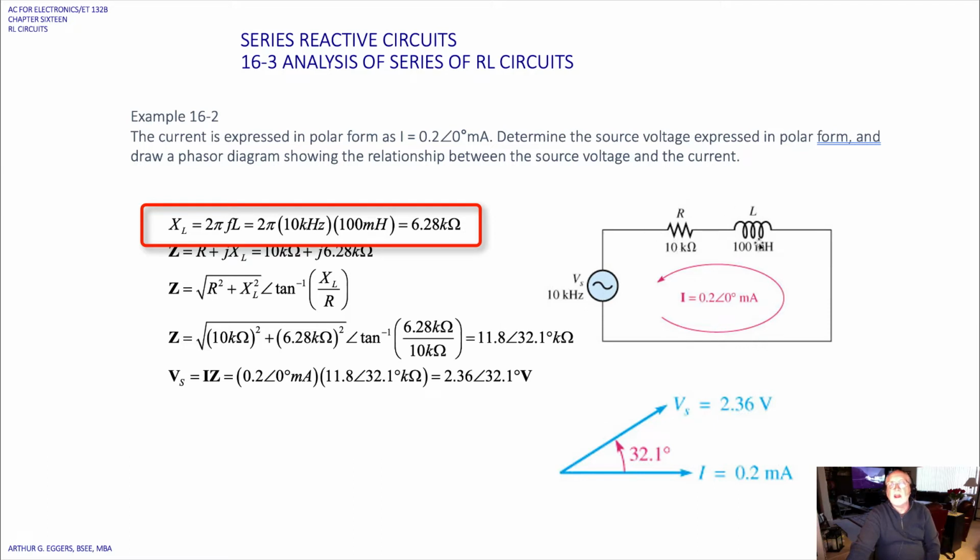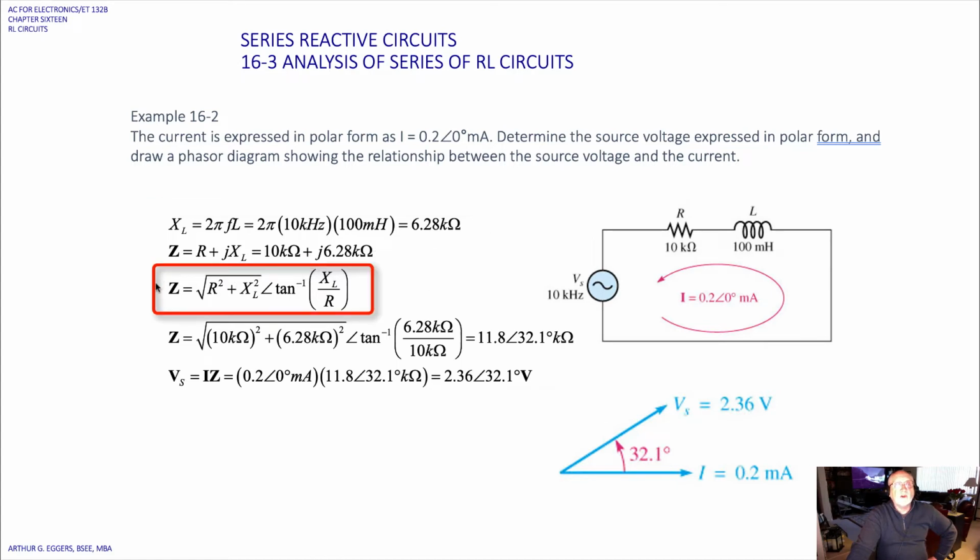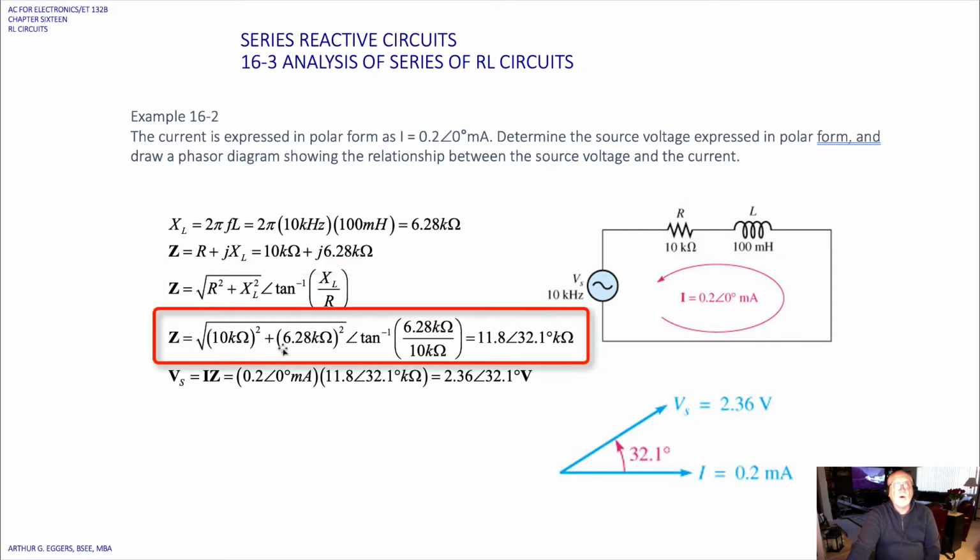So now we have resistance and reactance. Now put it into the rectangular form. R plus j X sub L gives us our total impedance for this circuit, 10 k ohms plus j 6.28 k ohms. Okay, and that's as far as we can go with that. Now we need to turn that into the polar representation. So there's our polar representation formula. With our values of the resistance and the inductive reactance, we end up with a value of 11.8 at an angle of 32.1 degrees in k ohms.